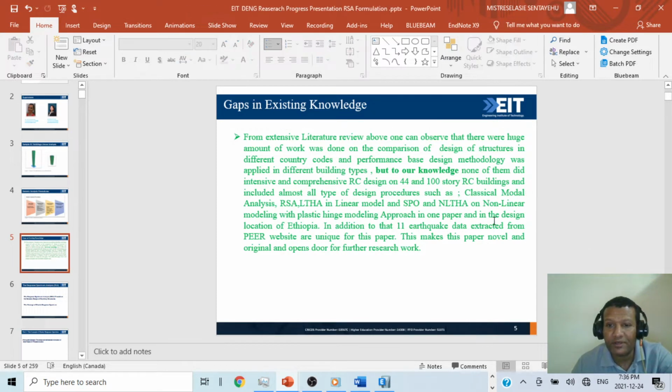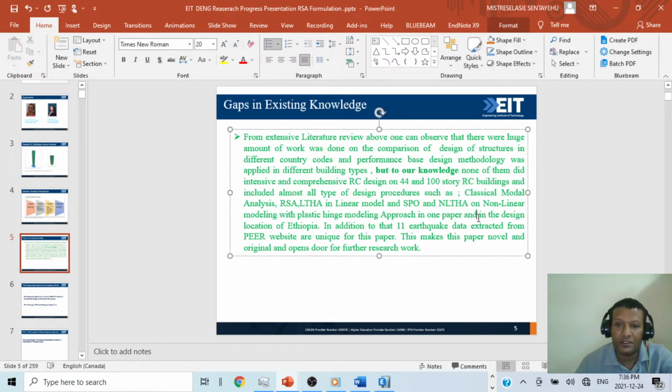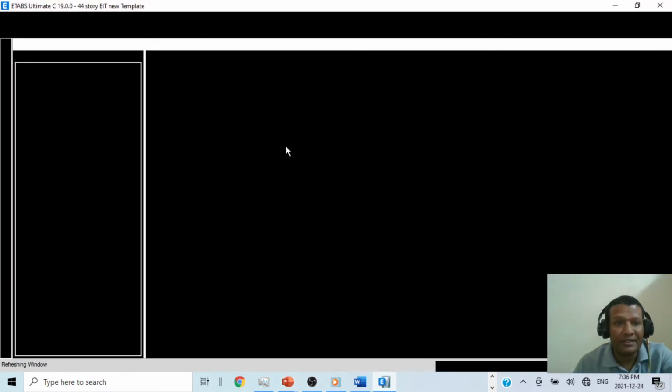For example, if you have any type of research, including greenhouse effect for different kinds of concrete, if we find different kinds of concrete materials we can use for the design, we simply change the material property here. Let me open it.